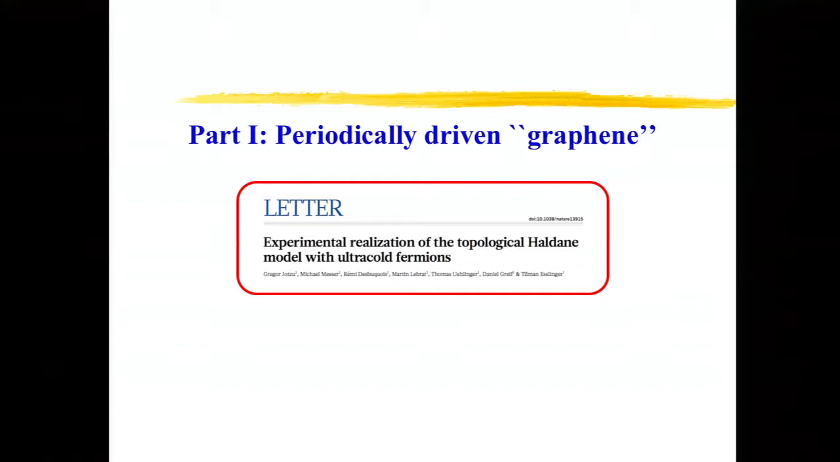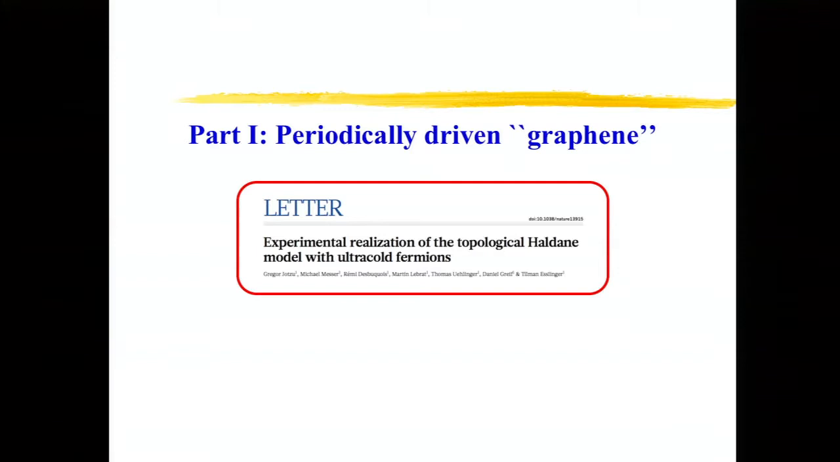Now, what people did to try to realize this model in the lab: it's very hard to imagine putting in magnetic fields as Haldane had in mind, with an actual magnetic field and charged particles. Zero flux on each plaquette is a very messy thing. So people try to emulate these complex phases in the hopping through ultra-cold fermions hopping on a lattice.